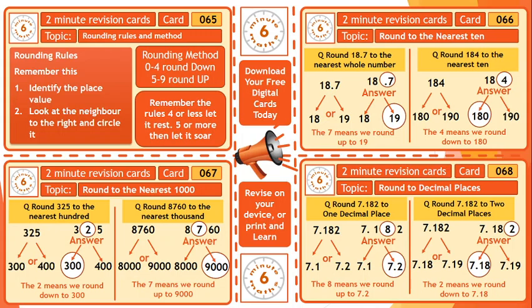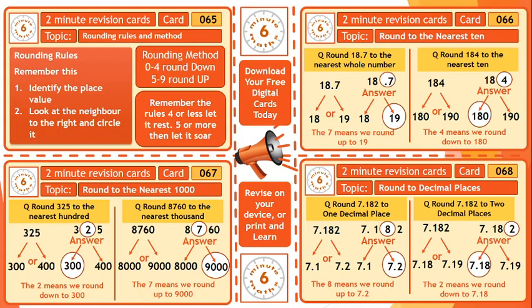The next question, 184 to the nearest 10. So again, there can only be two responses. It can either be 180 or 190. So we're rounding up or we're rounding down to the nearest 10. The neighbour to the right, which is the number 4, tells us that we need to round down, because the rules are 0 to 4 you round down, 5 to 9 you round up. So the answer to the question, round 184 to the nearest 10, is 180. And if you think about it, it's nearer to 180 than 190.